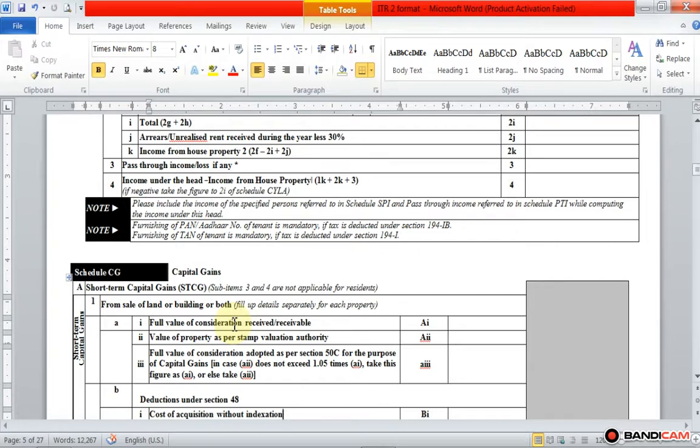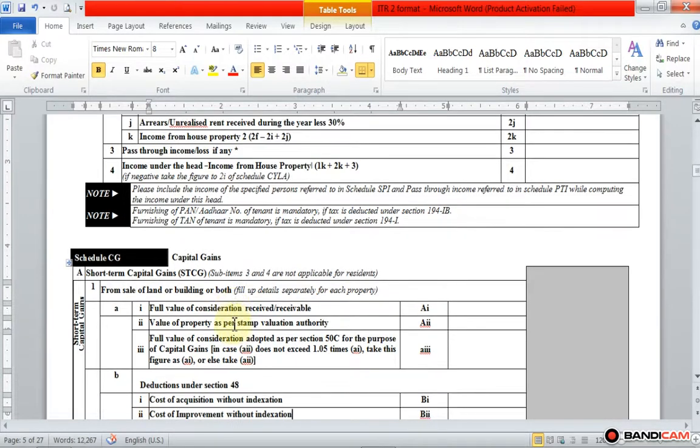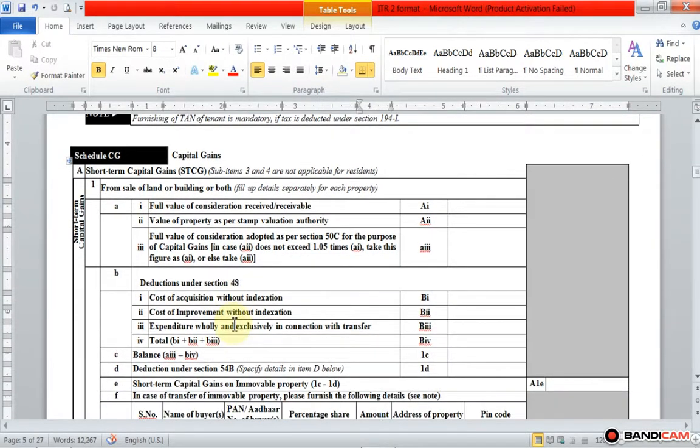So we have to find the full consideration to be taken into account, and we put the value in the A1 or A2 column. Then B part is deduction under section 48, cost of acquisition without indexation, B1. Then cost of improvement without indexation. The cost incurred for acquisition of that property is taken into consideration, and we put the figure in the B1 column. Then cost of improvement means the cost of development of that land and building or property. That value should be taken into consideration, and we put it in column B2.